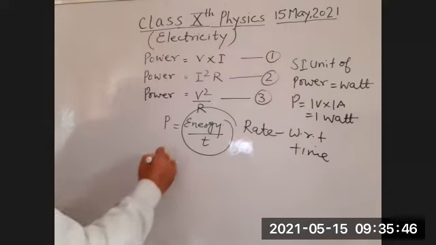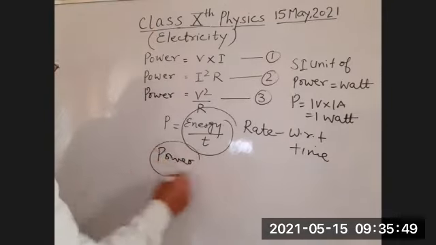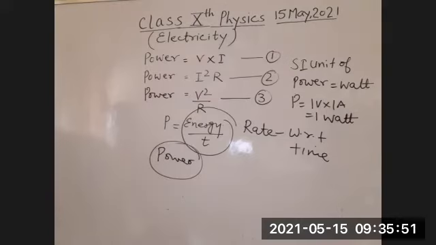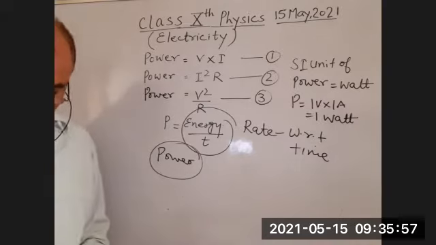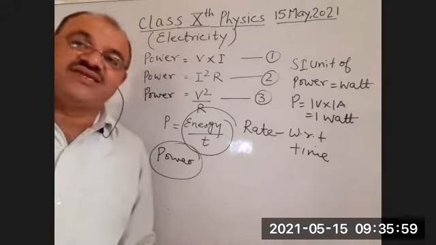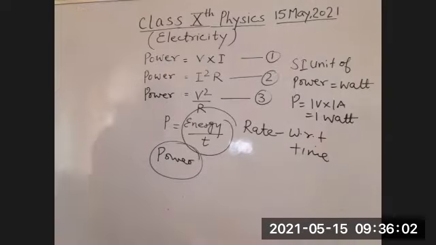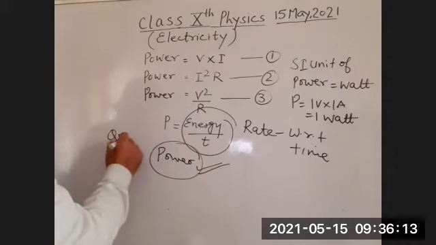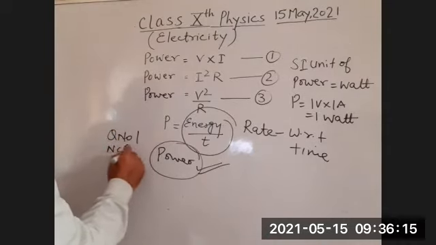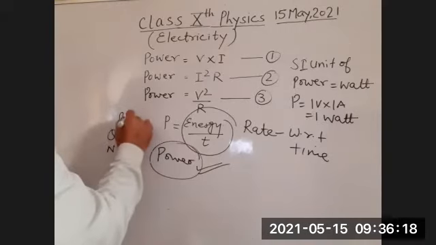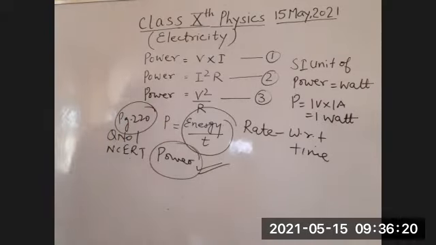So your answer will be power. Your answer should be that the rate at which the energy is delivered by a current is called power. Is it clear, students? This is the answer to question number 1, NCERT, page number 220. Very simple questions.